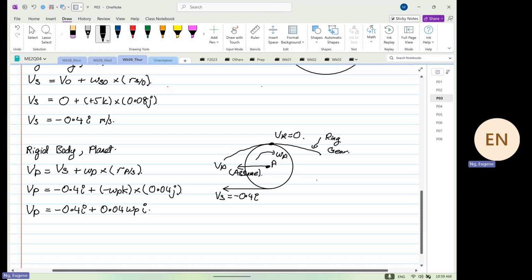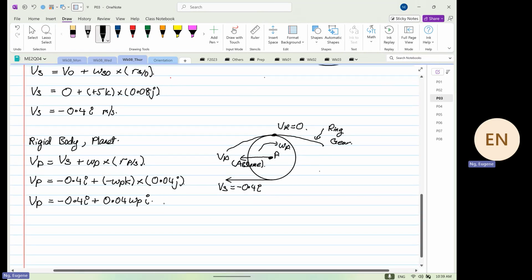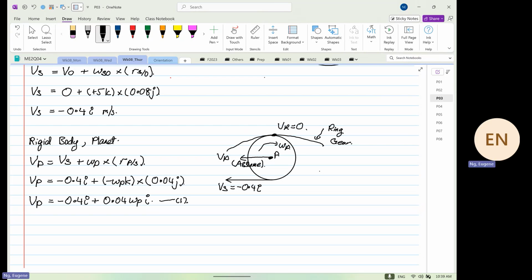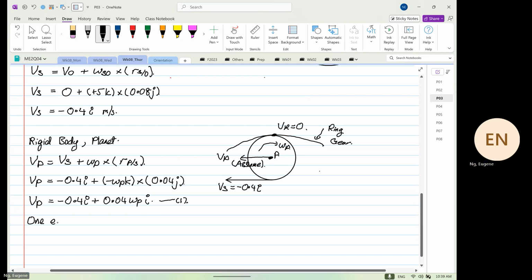So as you can see, I'm going to call this equation 1. Unfortunately, what we see down here is that we have one equation and two unknowns.